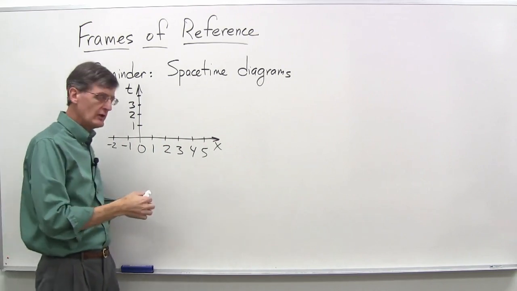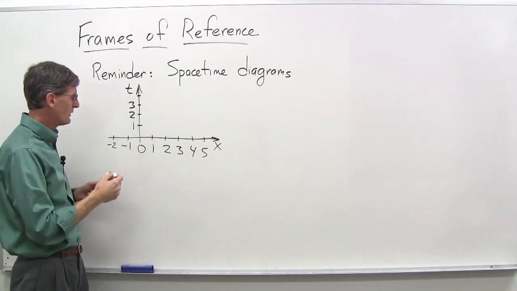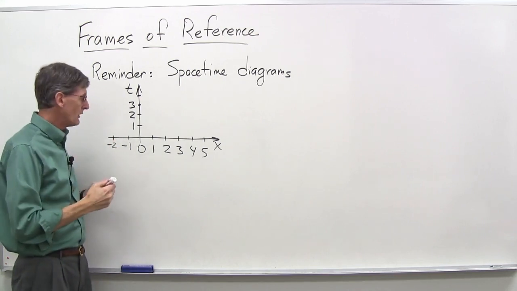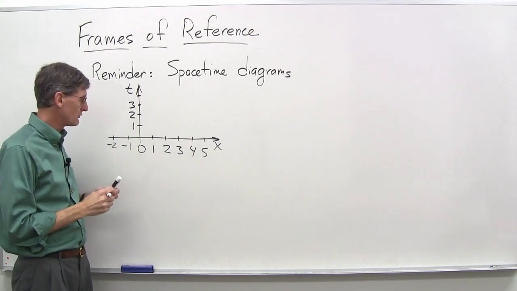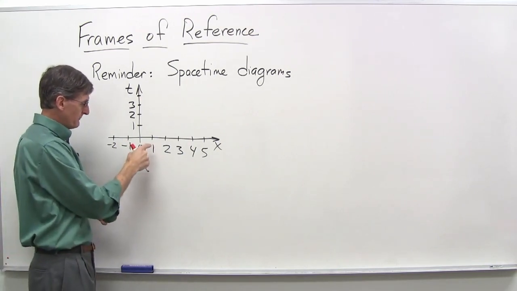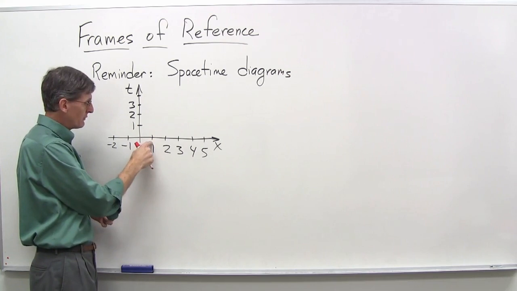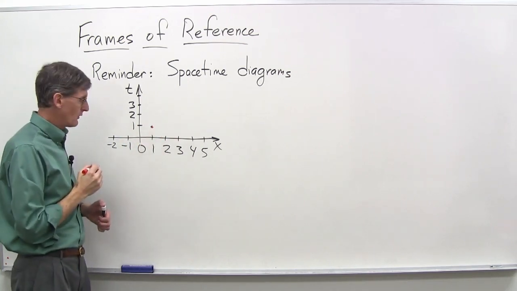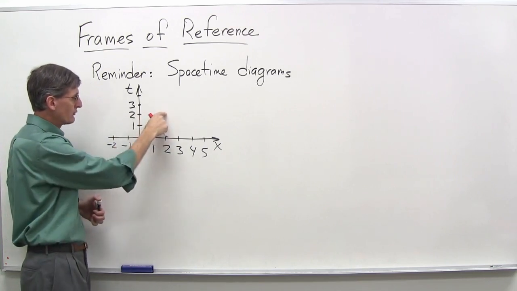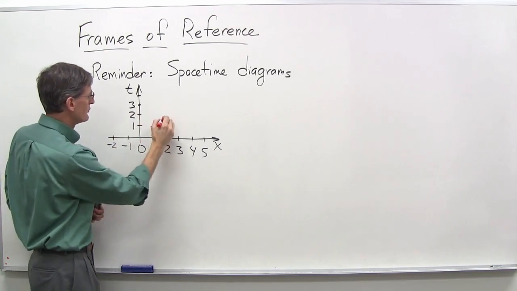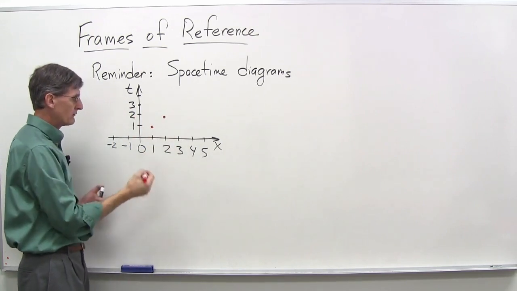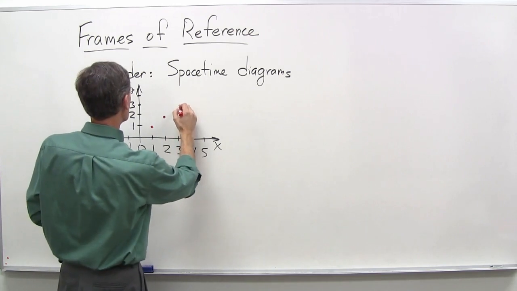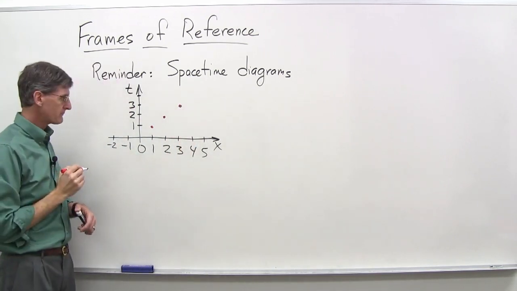Let's imagine a situation where we have an object moving, and we're taking flash photographs of it and recording the position at given times. Say at t equals 1 second, it was at position 1 along the x-axis, and so we put a mark there. Maybe at 2 seconds, it's at position 2, and at 3 seconds, position 3, and so on.